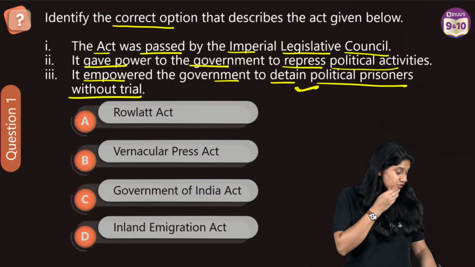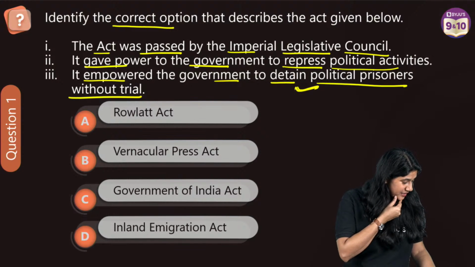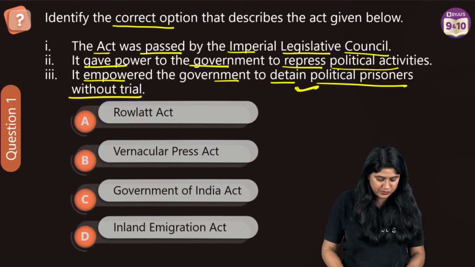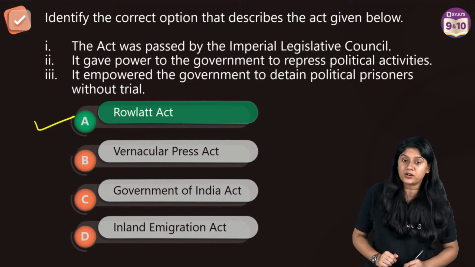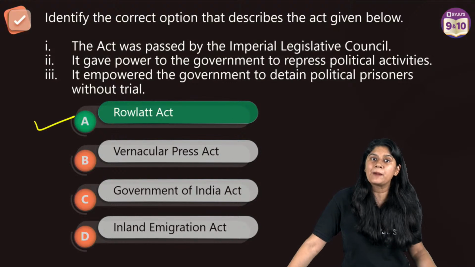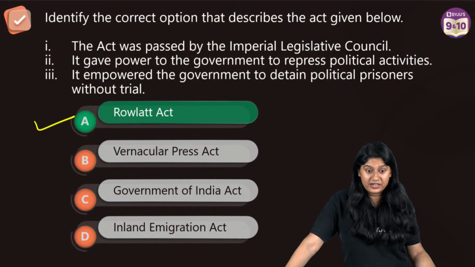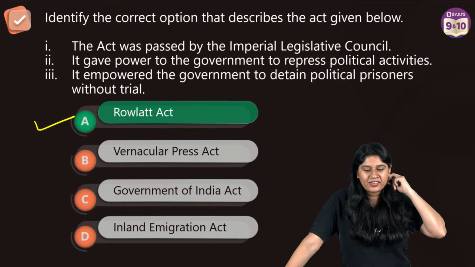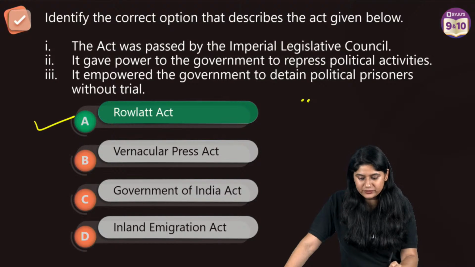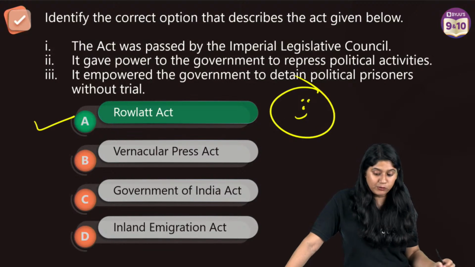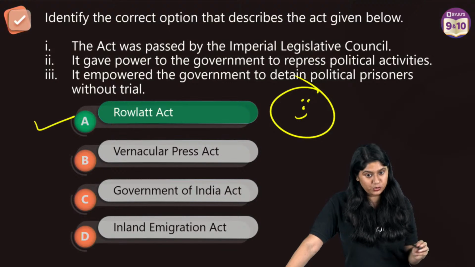Okay, chaliye. So everyone, the correct answer over here is option number A, the Rowlatt's Act. This is a very important question that we have from the chapter Nationalism in India. This is very crucial. Yes, very good. So I hope that you got this question. Chaliye. Now we are moving to the question number 2 and the question number 2 is from geography.